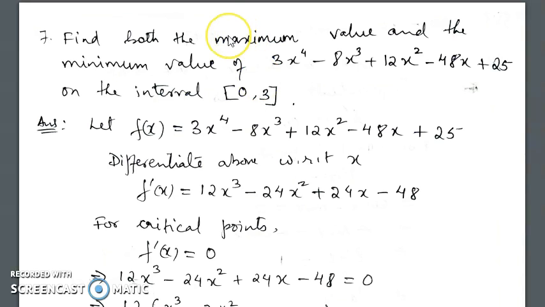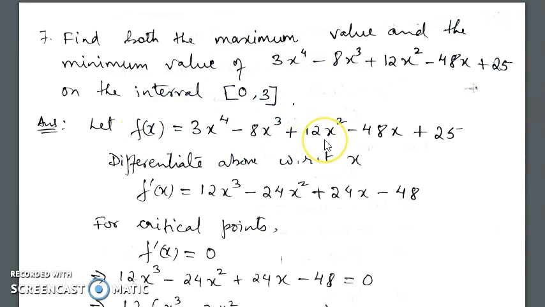Although the question says to find the maximum value, the interval given is a closed interval 0, 3. Whenever a closed interval is given, we have to use the working rule of the absolute maximum value, the working rule which I have given. So we will solve it with the help of that working rule. Although it is written maximum value, we will use that one.